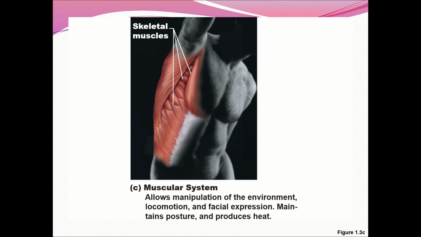The muscular system allows for manipulation of the environment. Generally, when we talk about the muscular system, we talk about it in terms of the skeletal muscles. You will learn that there are 3 kinds of muscle tissue, but the skeletal muscles make up the muscular system because it supports the movement of the skeleton. Again, allowing for manipulation of the environment, as well as locomotion, which is moving through space and time, and our facial expressions. Other functions include maintaining body posture and producing heat.